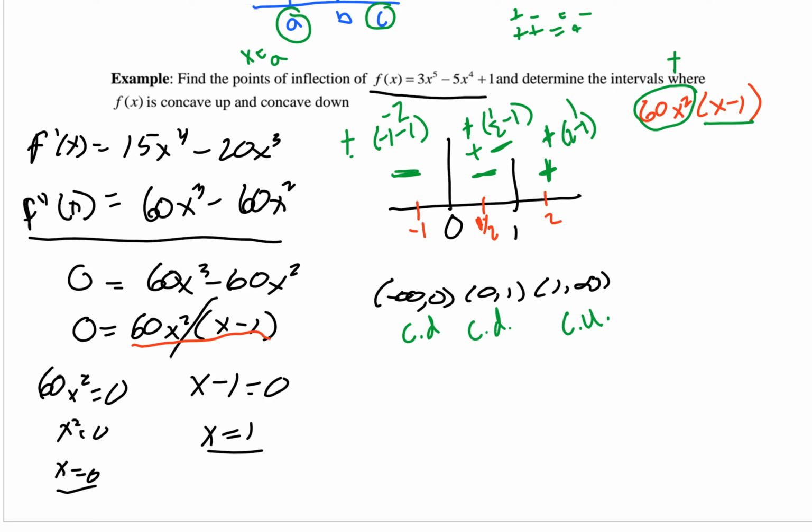And I have a sign change. Woo! Got an inflection point now. Right, because we switched signs, so we have an inflection point. So my inflection point happens at x equals 1.